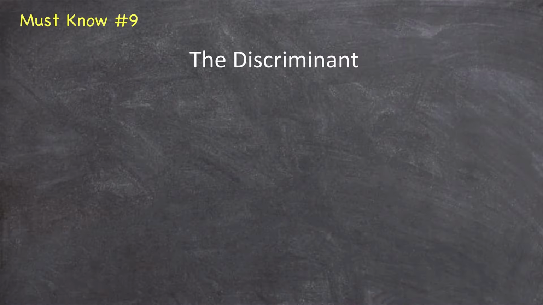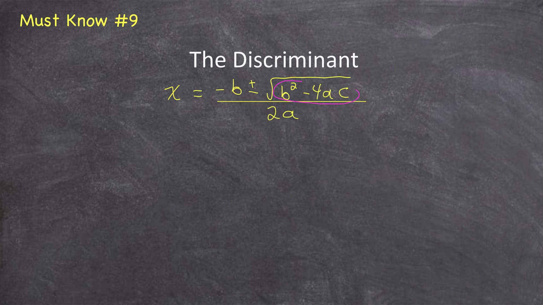Must know number 9. You have to know about the discriminant of a quadratic. The discriminant, if I show you the quadratic formula, is the part underneath the square root, the b squared minus 4ac. Whatever you get underneath the square root in the quadratic formula actually tells you a lot about the number of solutions or the type of solutions you're going to have to the quadratic.